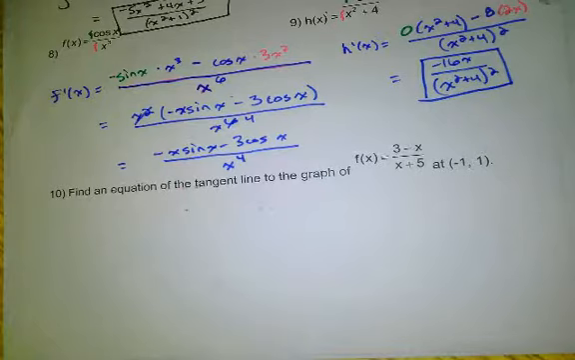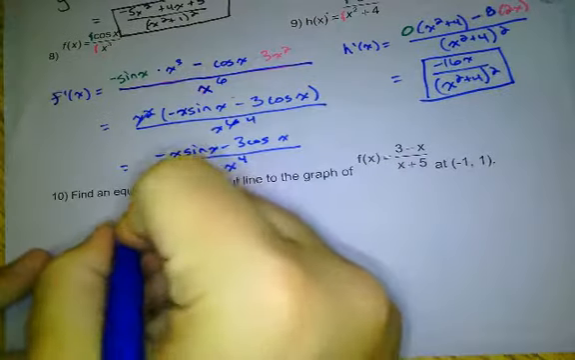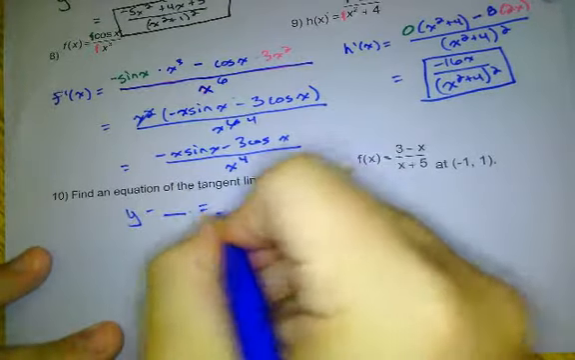Alright, number 10. Let's find the equation of a tangent line to the graph again. This is what we're doing.